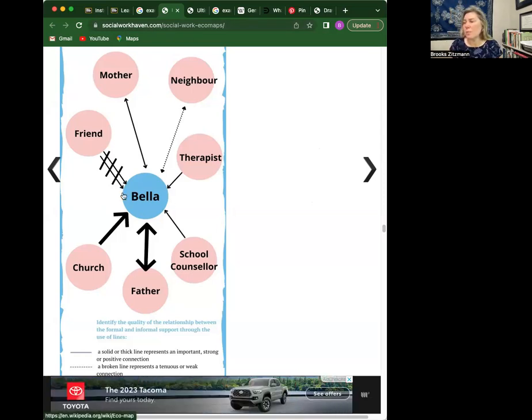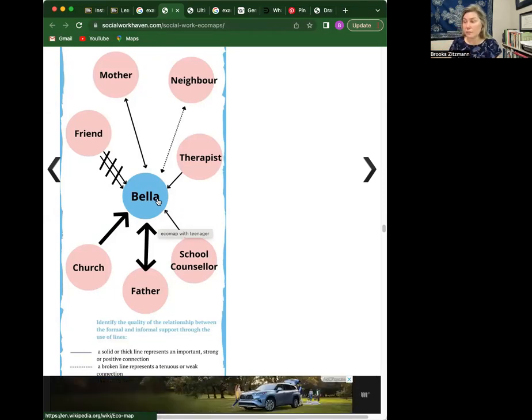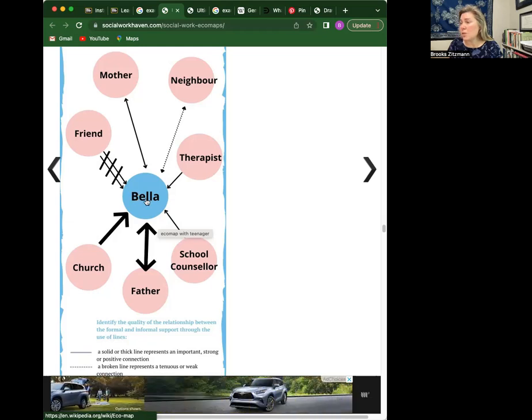So generally we start by putting our client in the middle of an eco map. You can either draw eco maps with your client together, or you can have your client draw their own eco map as a homework assignment and come back and talk about it. Either way, it gives a very quick visual overview of what's going on in this client's meaningful relationships and their environmental life. So here we'll see Bella, our client, is in the middle.